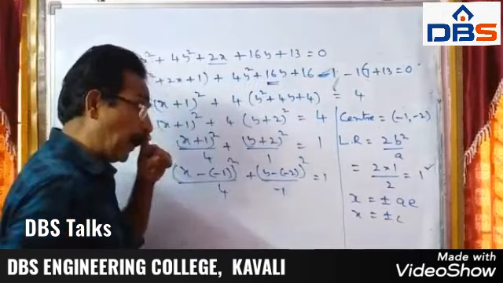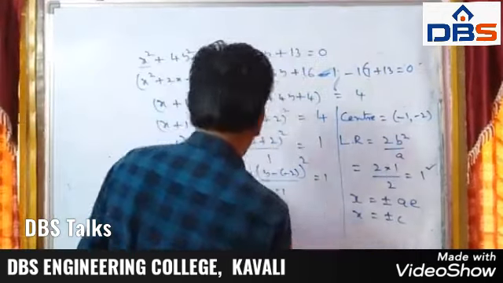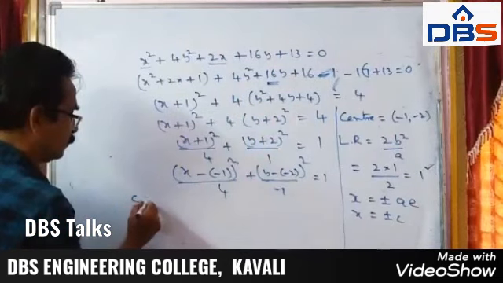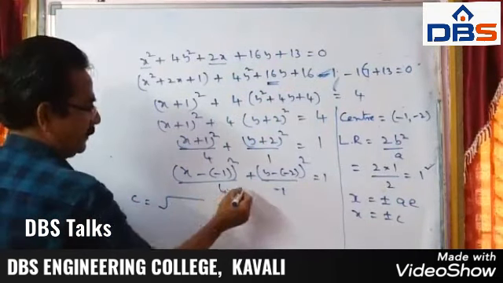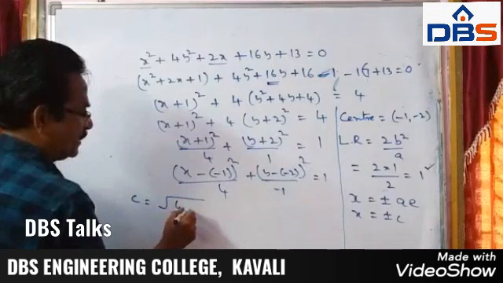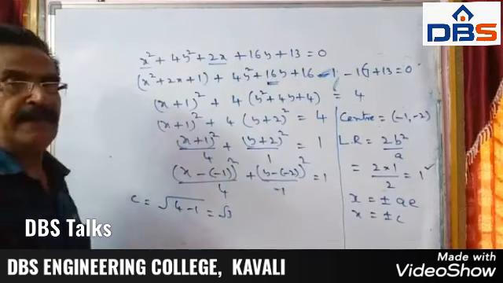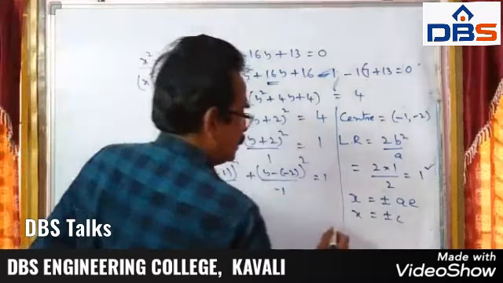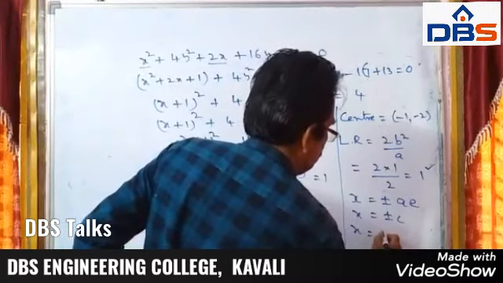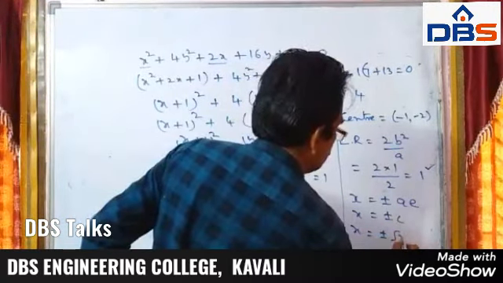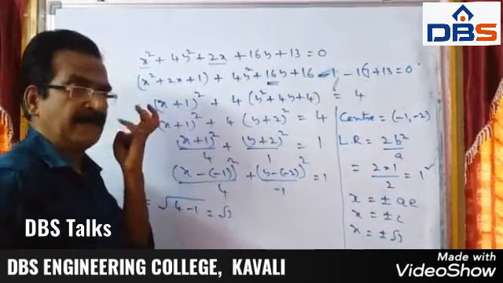So now x is equal to c, and c is equal to root of a square minus b square. 4 minus 1, that is equal to root 3. C is equal to root 3. So x is equal to plus or minus root 3.